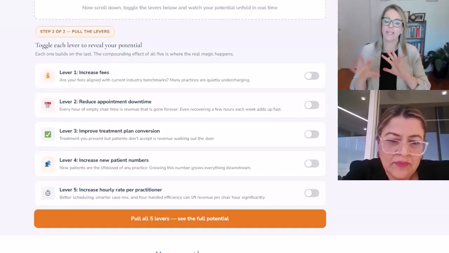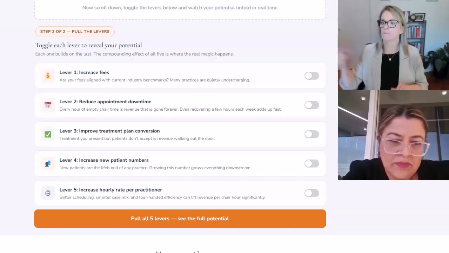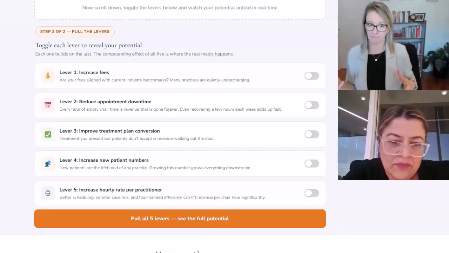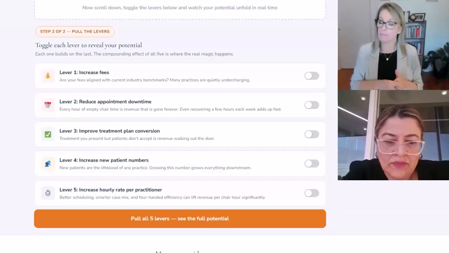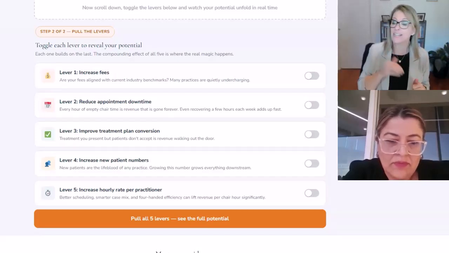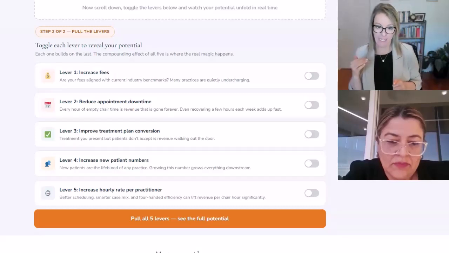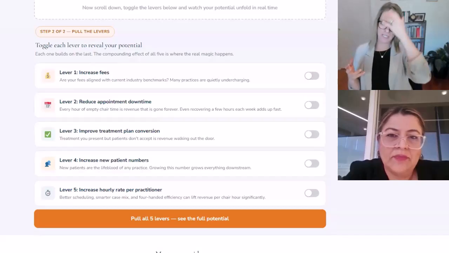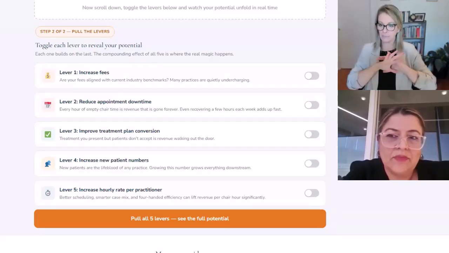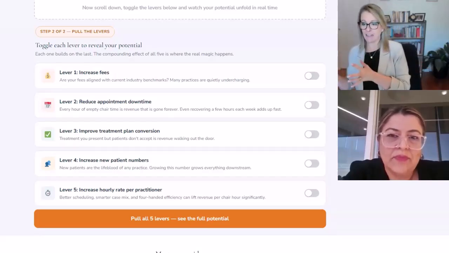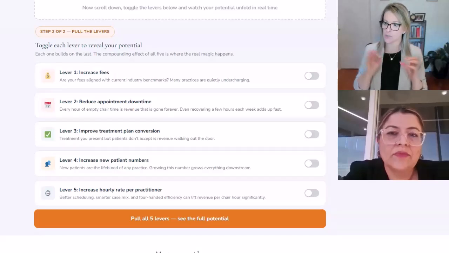Now, you can look at any one of these and say, yes, let's increase our fees by 1.5%, 2%. Let's reduce our downtime by 20%. Let's improve our treatment plan conversion rate by 10%. Let's increase our new patient numbers by 20%. And let's increase our hourly production per practitioner by 15%. And they are all wonderfully productive things to do within your dental practice. And that will all develop an outcome of increased production to a certain degree.